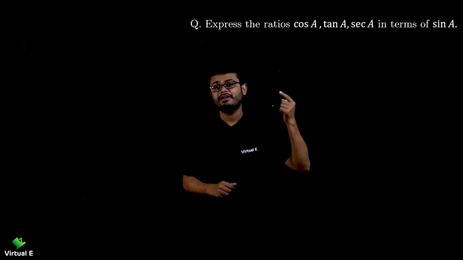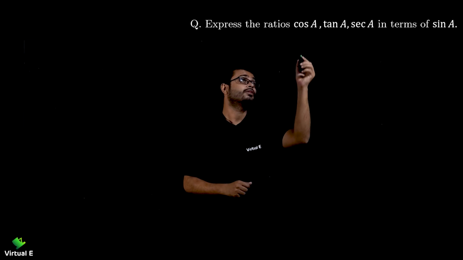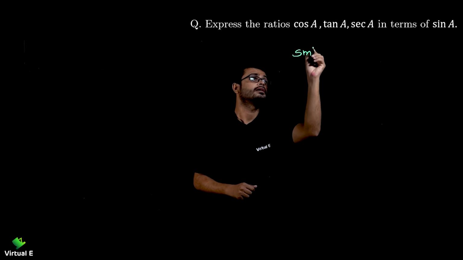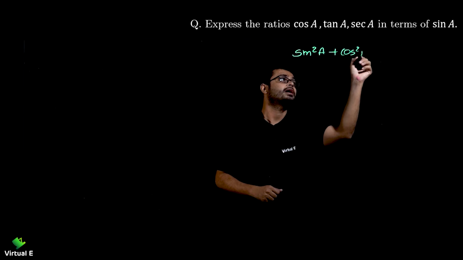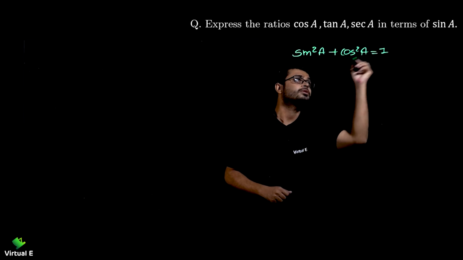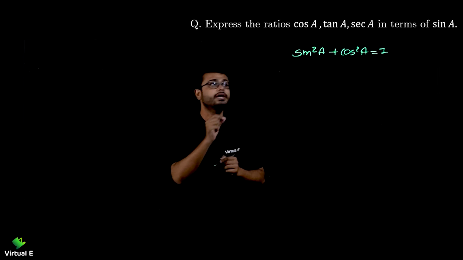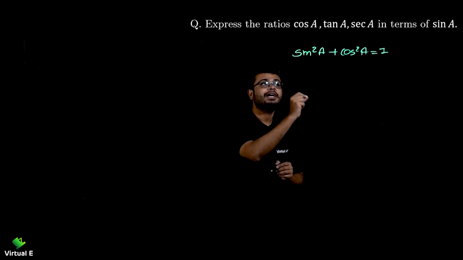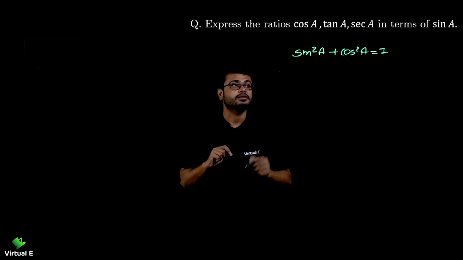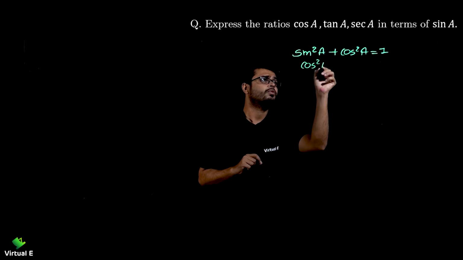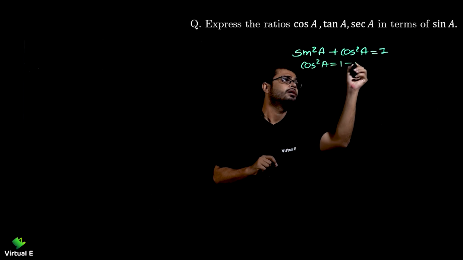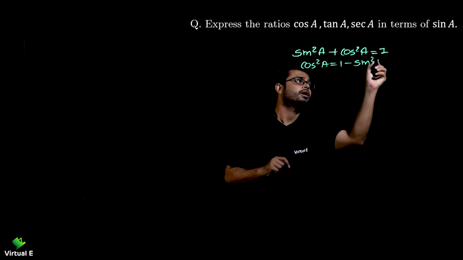For that we need to have the identity of cos and sine. We know that sine square A plus cos square A is equal to 1. Now I want it in terms of sin A, and cos A should be the subject. So let's shift sin A over there. That will be cos square A is equal to 1 minus sine square A.